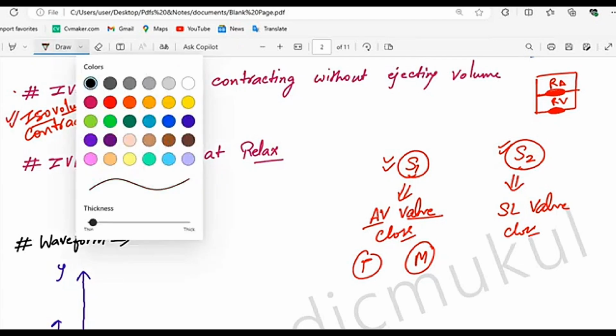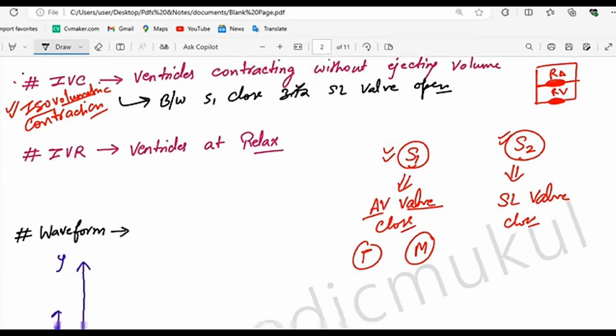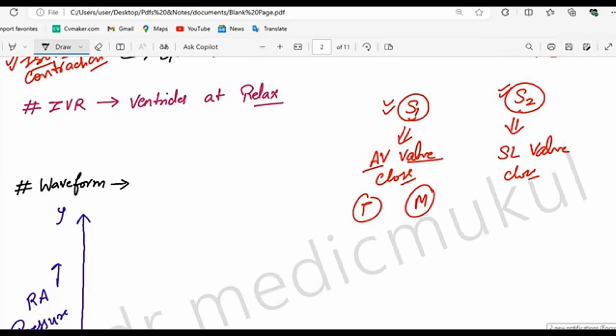And also remember, the isovolumetric contraction is the time period between S1 close and SL valve open. S1 क्लोज और SL यानी कि सेमी लूनार वाल्व ओपन के बीच का जो टाइमिंग है वो क्या कहलाता है? आइसोवोल्यूमेट्रिक कॉन्ट्रैक्शन. अभी उसके बाद आता है IVR, तो वेंट्रिकल्स रिलैक्स. तो कौन रिलैक्स कर रहा है? IV रिलैक्सेशन. कौन रिलैक्स कर रहा है? वेंट्रिकल्स रिलैक्स कर रहा है.